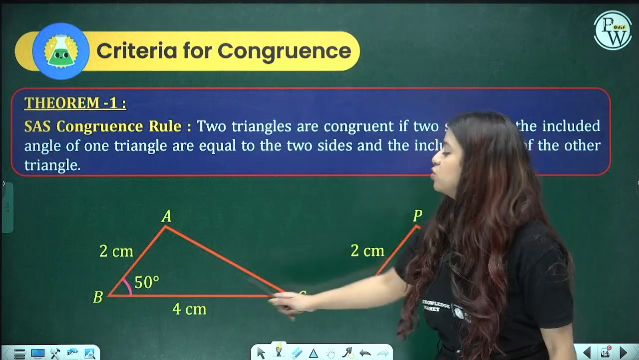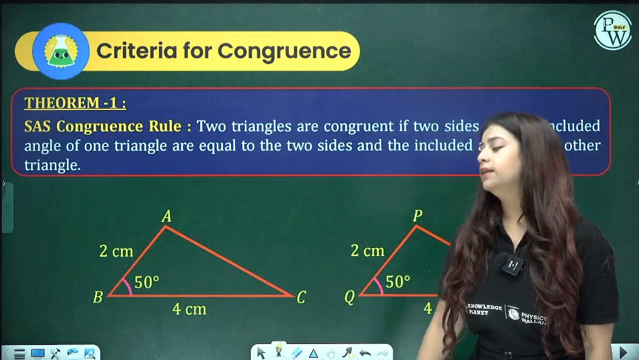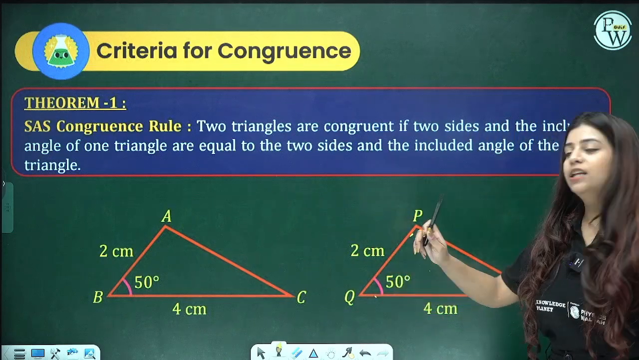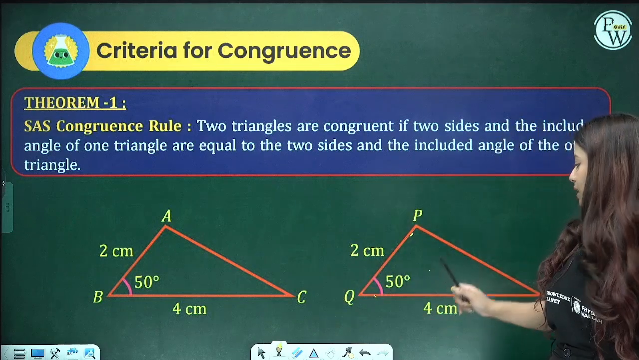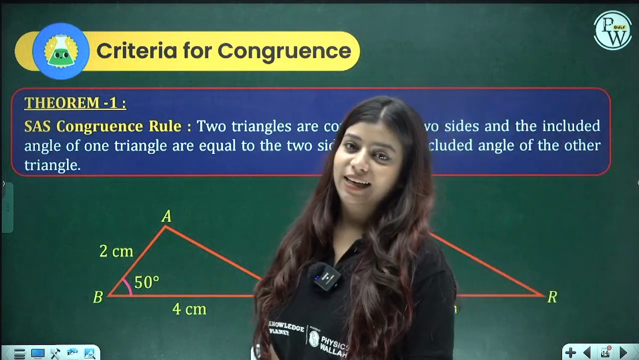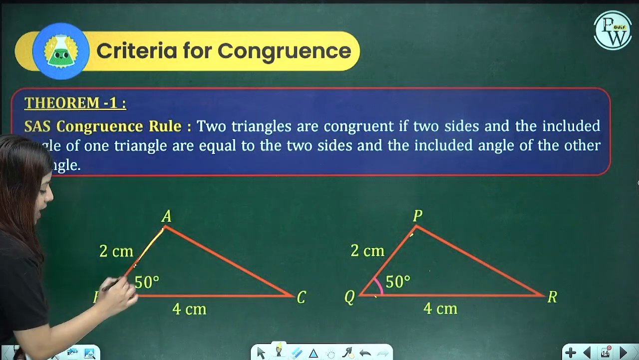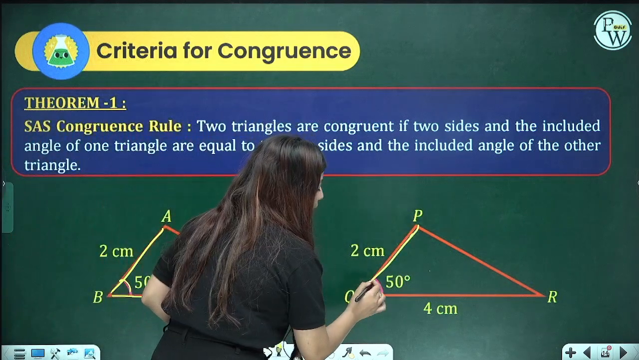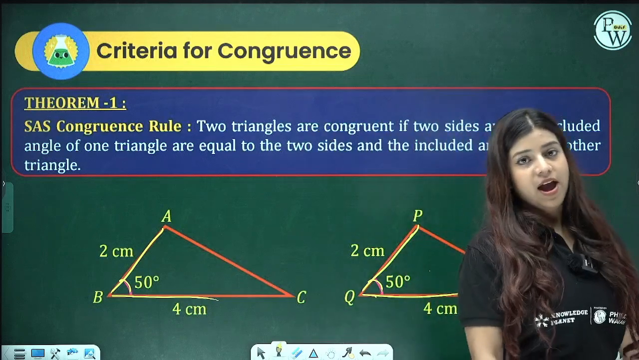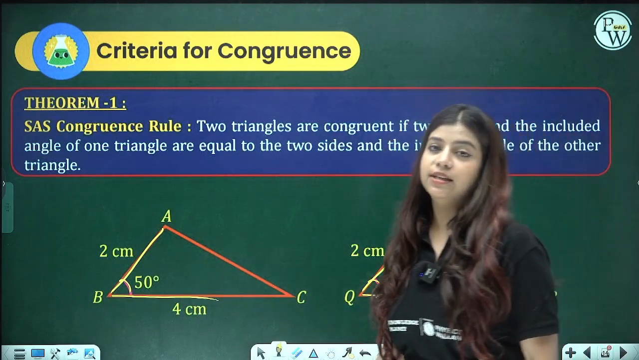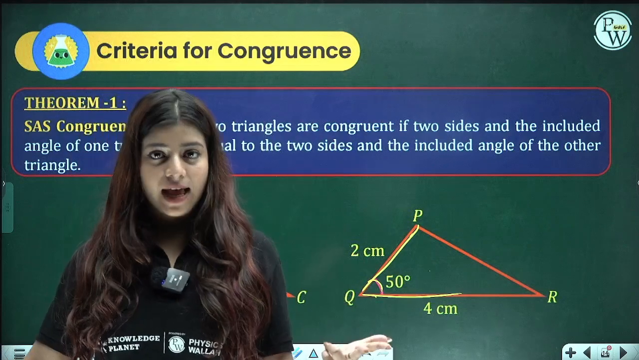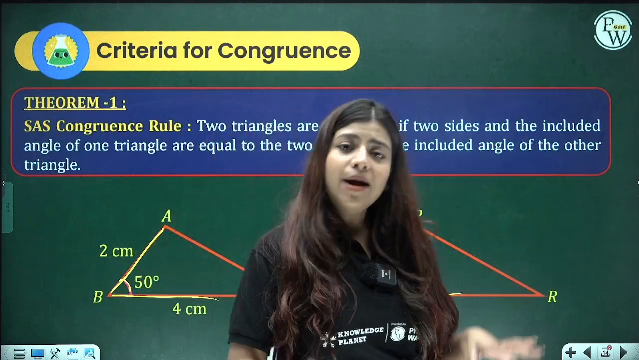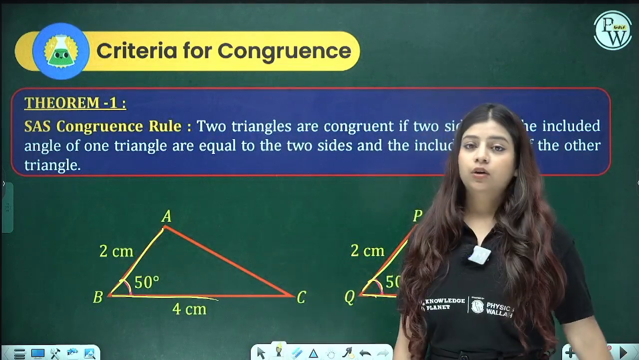See, in these two triangles, students, AB is 2 centimeter. PQ is also 2 centimeter. Angle B is 50 degrees. Angle Q is 50 degrees. BC is 4 centimeter and QR is also 4 centimeter. So what we can see is the side, the angle and the side of this triangle are equal to the side, angle and side of the other triangle. Over here in these two figures, apart from two sides and one angle, nothing else is given. Right, but we can say that these two triangles are congruent.